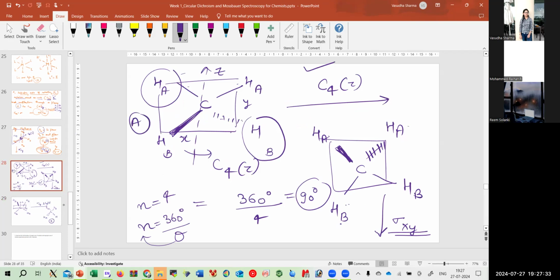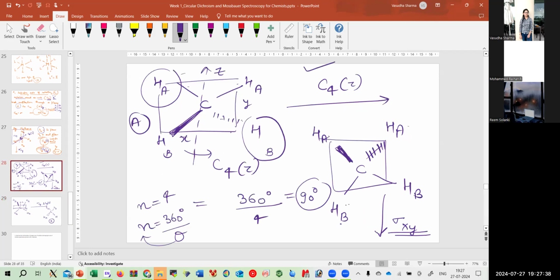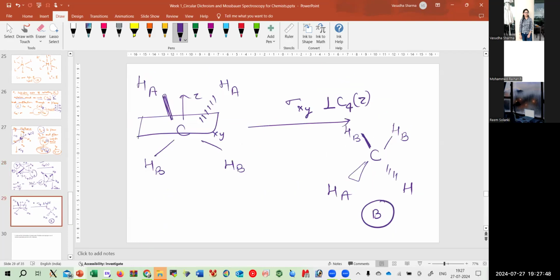So what do you think, are the initial and final equivalent? The initial molecule has both bonds in plane and the down bonds out of the plane. The final molecule also has both bonds in plane and the down bonds out of the plane. So are they equivalent? Yes, ma'am, they are equivalent. Yes, they are equivalent. Right.